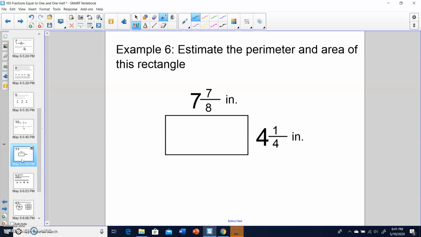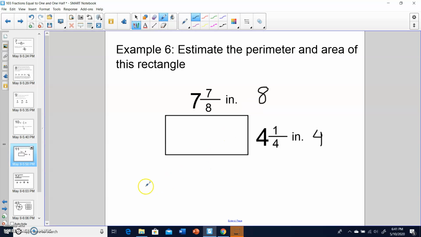Example 6, estimate the perimeter and area of this rectangle. Okay, well, if I'm estimating, that means I am rounding. What am I rounding 7 7/8 to? I'll round it to 8. And 4 1/4, I round to 4 because 1/4 is less than 1/2. 7/8 is greater than 1/2.